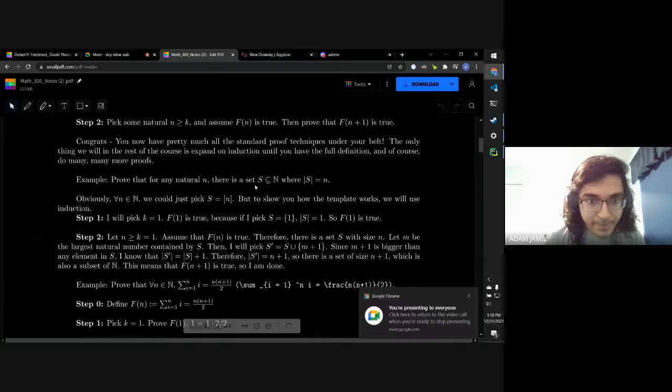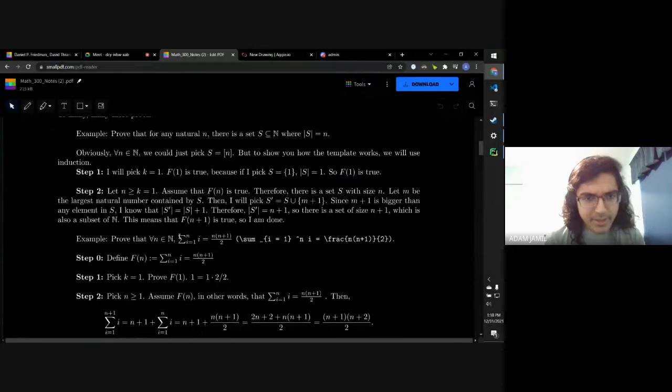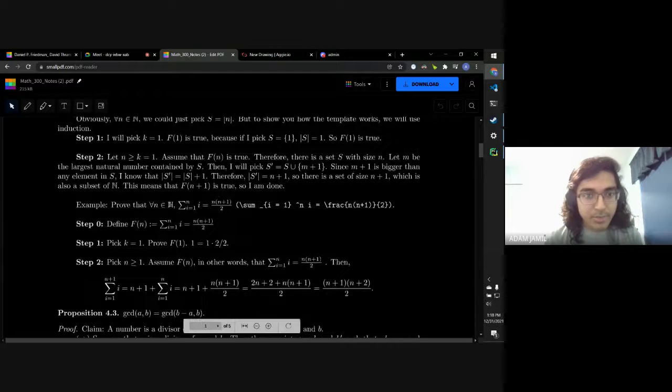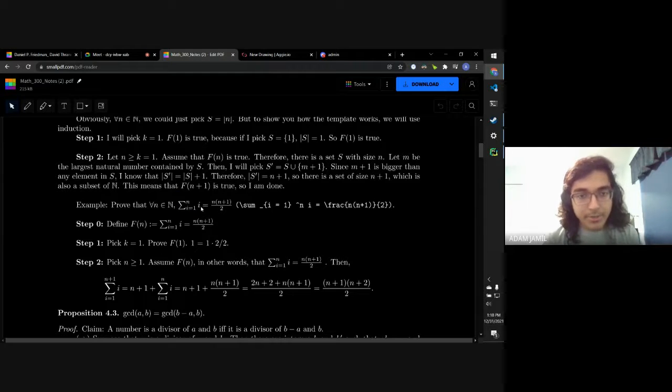Okay. And this is a very, very standard looking induction problem. Prove that for all natural n, this sum identity is true. So probably you guys have seen this before. So we're taking the sum of the first n natural numbers, and we want to show that it's just this. I think it's n choose 2.